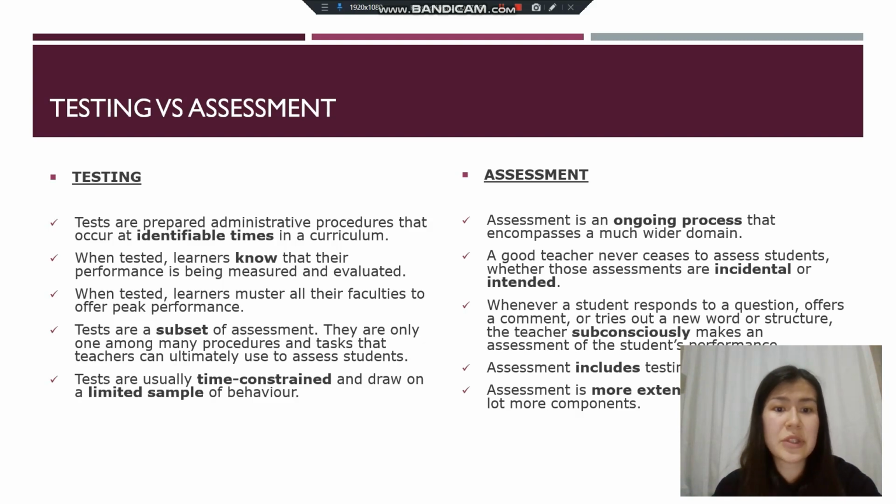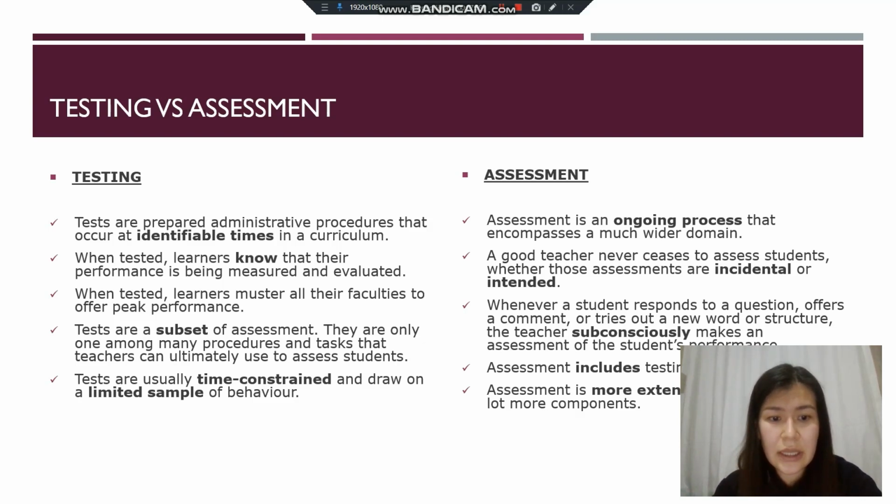Tests are prepared administrative procedures that occur at identifiable times in a curriculum. When tested, learners know that their performance is being measured and evaluated. When tested, learners master all their faculties to offer peak performance. Tests are a subset of assessment. They are only one among many procedures and tasks that teachers can ultimately use to assess students.